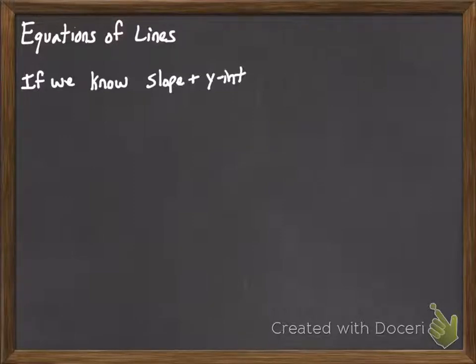Since those two things are enough to define the line, graph the line, if we know those two things, we'd have our equation. Because once we know the slope and y-intercept, we can plug those into our formula, y equals mx plus b.